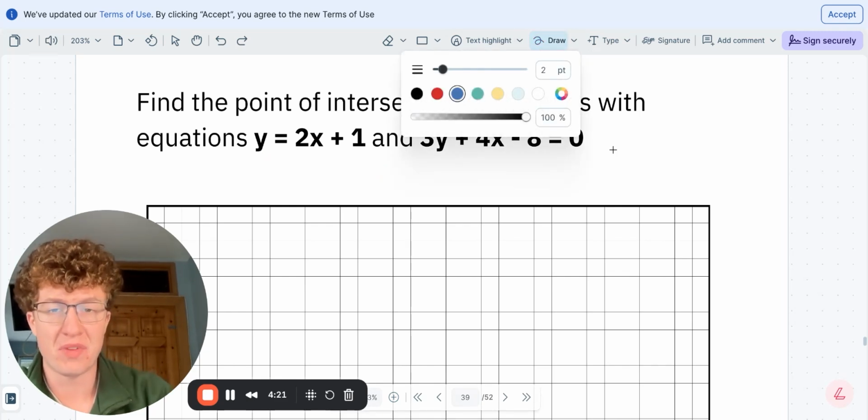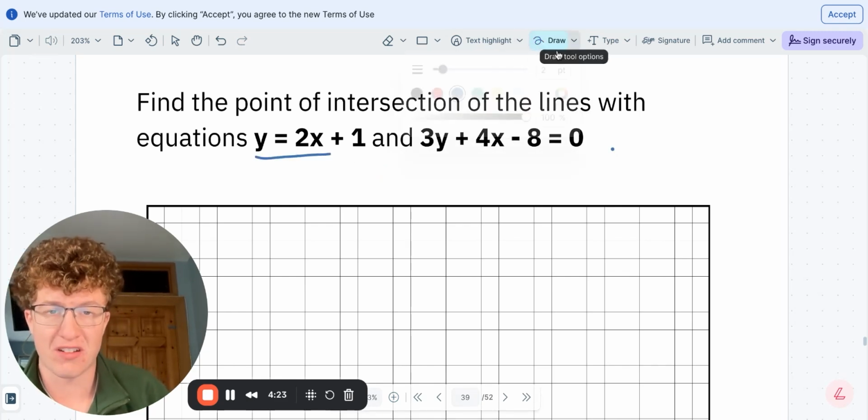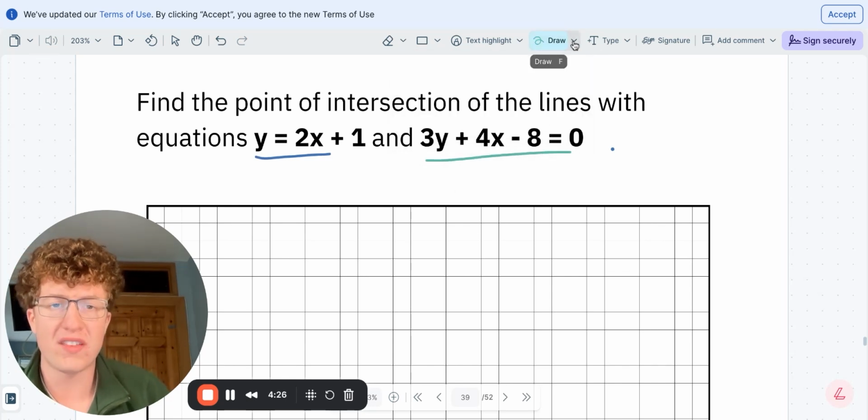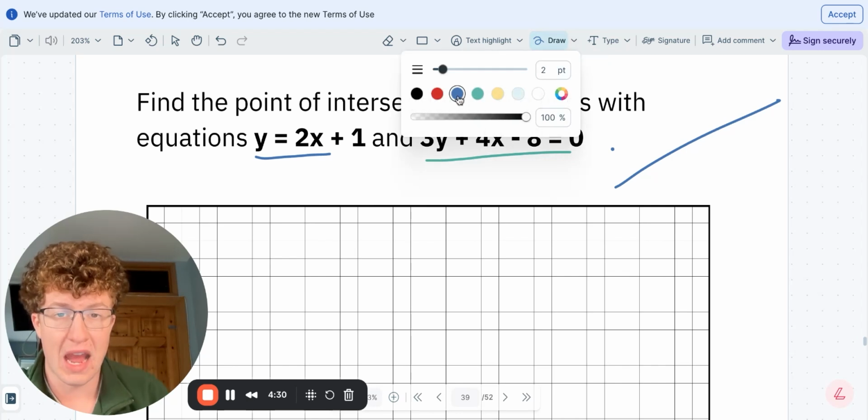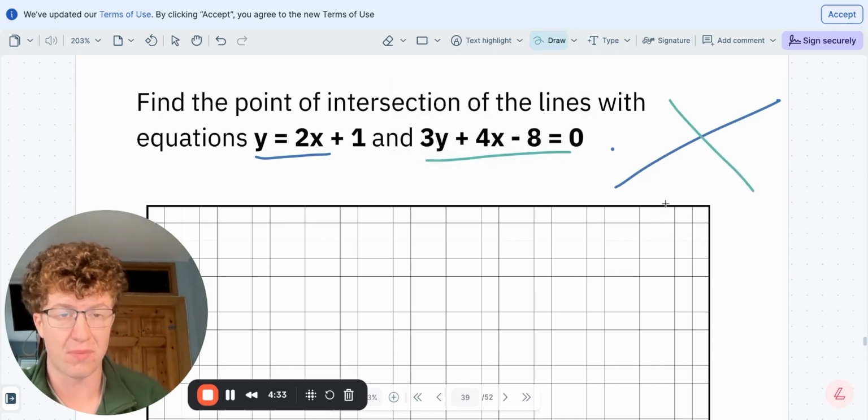You do that because, say here, this equation here is blue, and this guy here is green. What this is going to look like is something like this. You're going to have the blue line going up like that, and you're going to have the green line here going something like that.